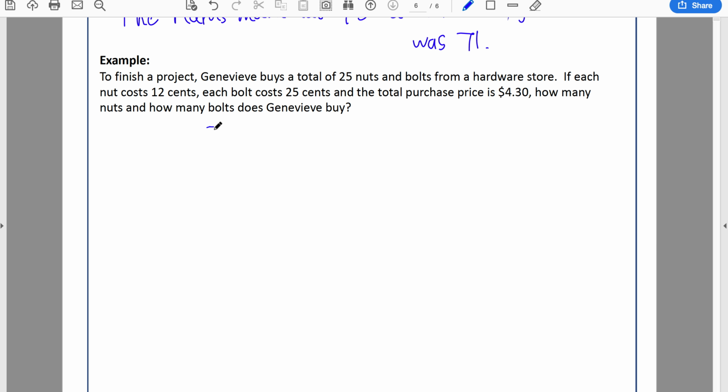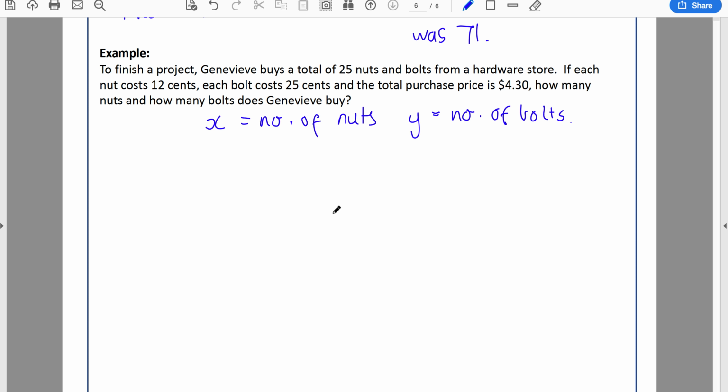So that's what we're going to try and work out now. If I say x is the number of nuts and y is the number of bolts, okay, so what do we know? We know that in total there were 25 of them. So what we could do is add them together and we would have to get 25. The second equation's a little bit trickier, but once you see how I do this one, you'll be able to use this particular skill and apply it to other questions as well.